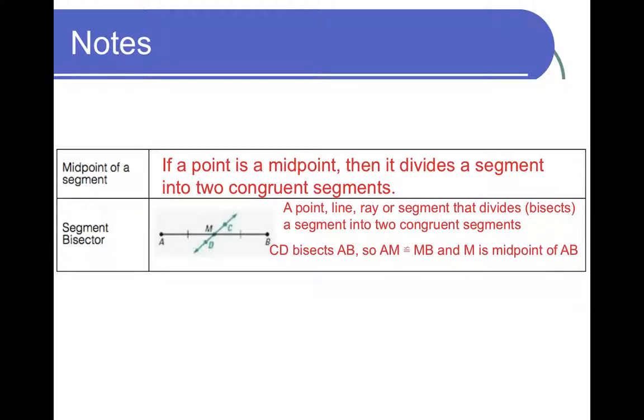And then I put an example on here for you. So you can see that line CD bisects AB. Therefore, M is the midpoint, and AM is congruent to MB. And you'll notice the use of the tick marks. The tick marks there show you that AM is congruent to MB.